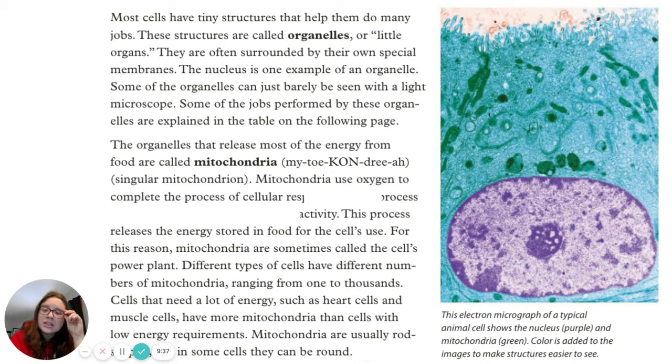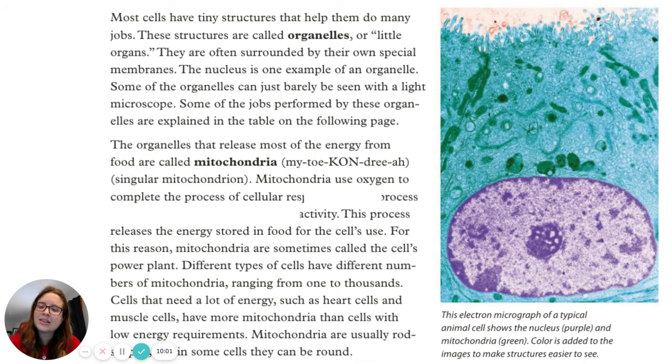The organelles that release most of the energy from food are called mitochondria. Mitochondria use oxygen to complete the cellular respiration process. This process releases the energy stored in food for the cell's use. For this reason, mitochondria are sometimes called the cell's power plant.